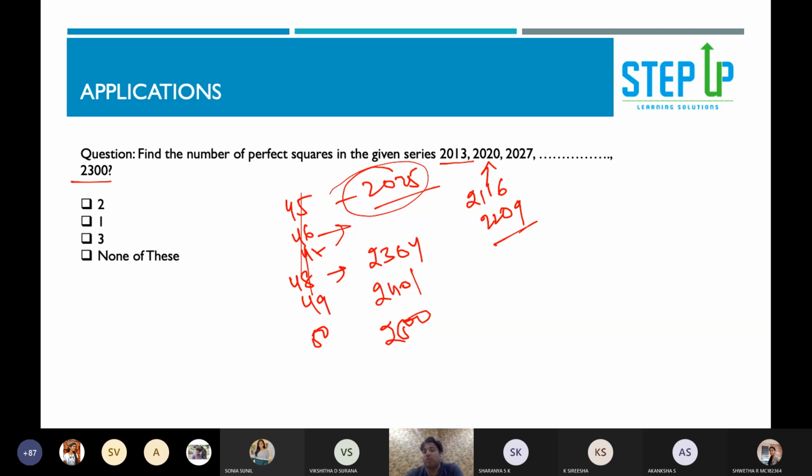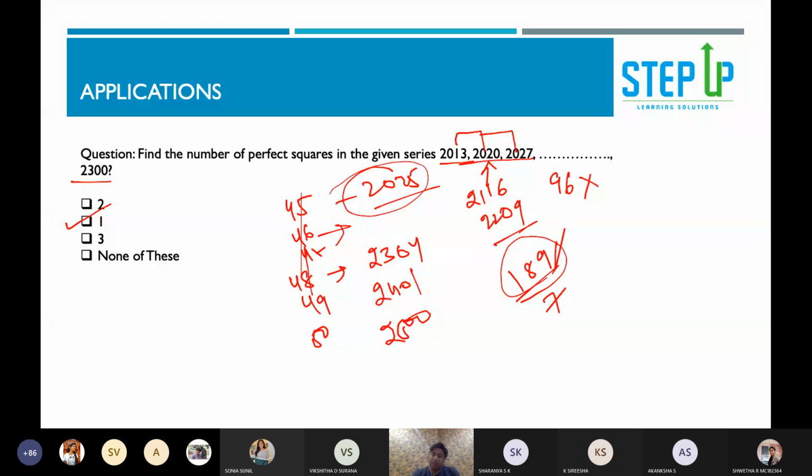To solve these kinds of questions, just subtract 2020 from 2116. What do you get? 96. Is 96 a multiple of 7? Because here we are talking about multiples of 7 only, where 7 is getting added. No, that means 96 can't be there. And if you subtract 2020 from 2209, you get 189. Is it a multiple of 7? Yes. That means the answer is 1. The lady who answered 1 is perfectly correct.